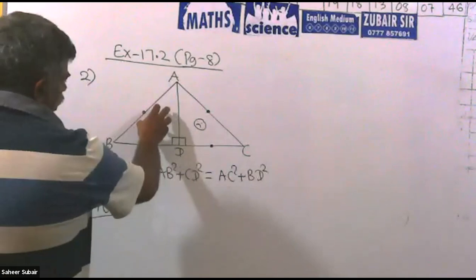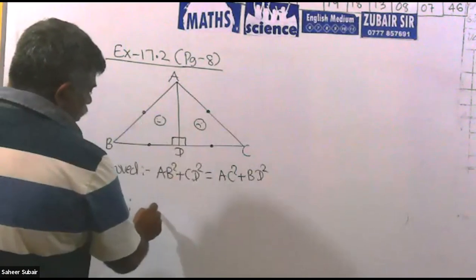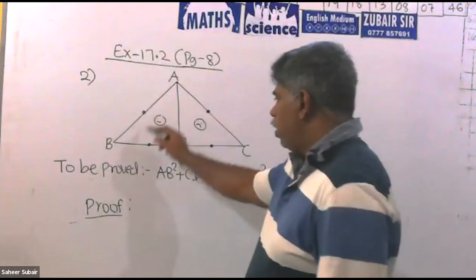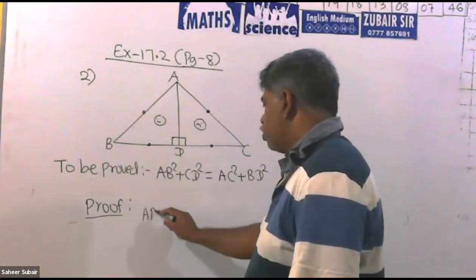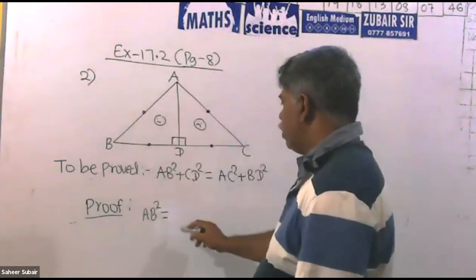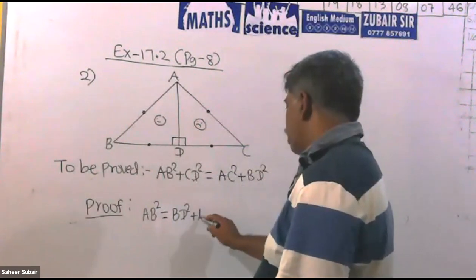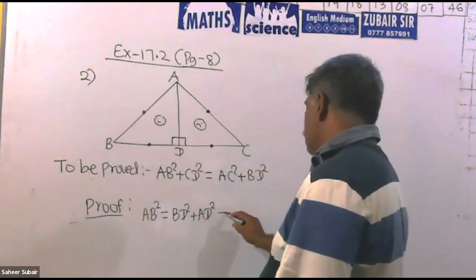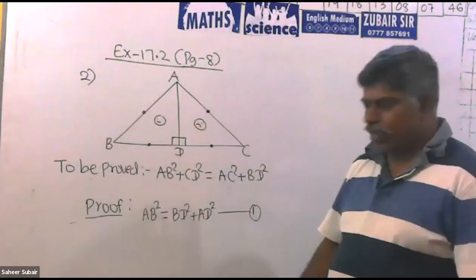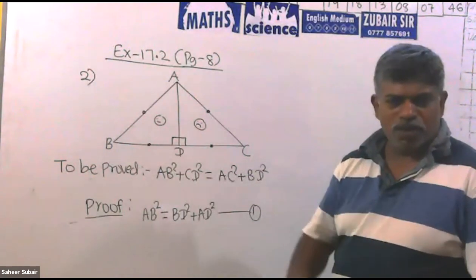And when you use this triangle, according to Pythagoras theorem, we can write hypotenuse square. Hypotenuse is AB. So I am writing AB squared is equal to this one plus this one. So BD squared plus AD squared. This is the first one. I put first one only to make you understand, so there is no need to use first one, second one like simultaneous equations.